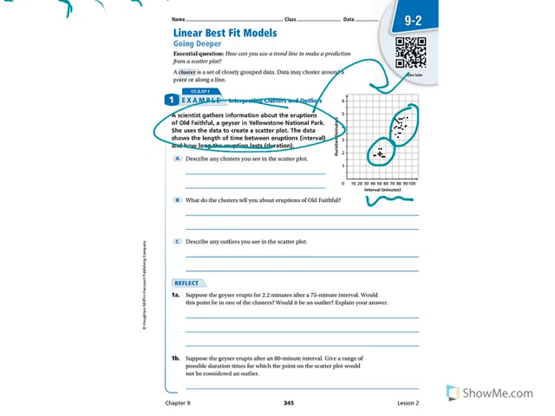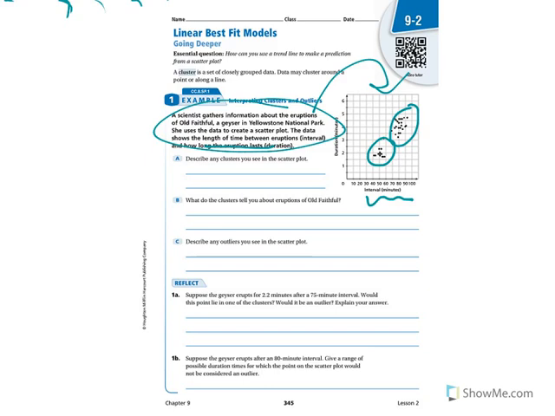So it says describe any clusters that we see. Okay, so I'm going to type this out. Hopefully this works on here. I can say there are clusters around the 50-minute mark, and also around the, I would say, 80-minute mark. Okay, 80-minute mark.